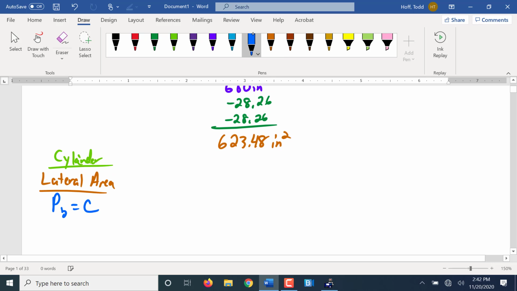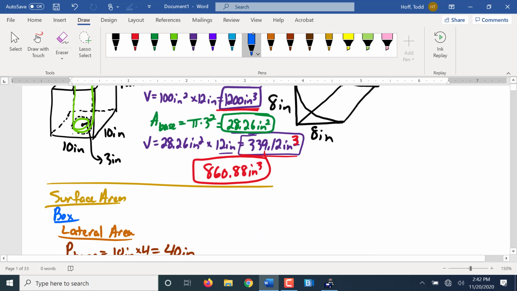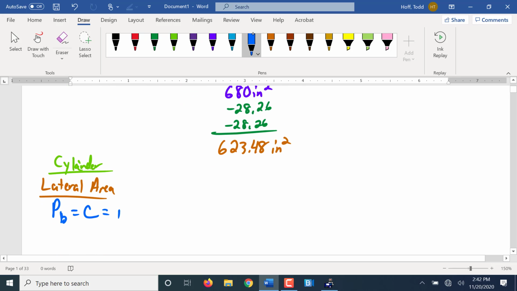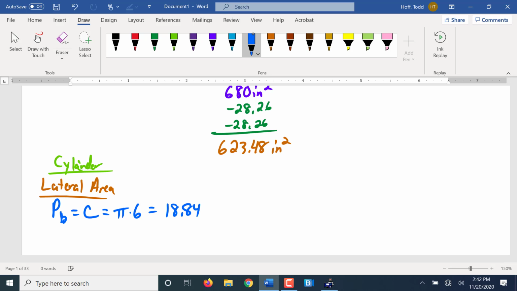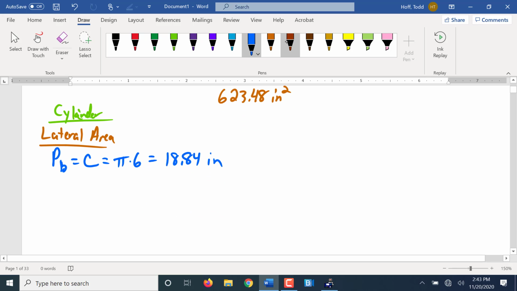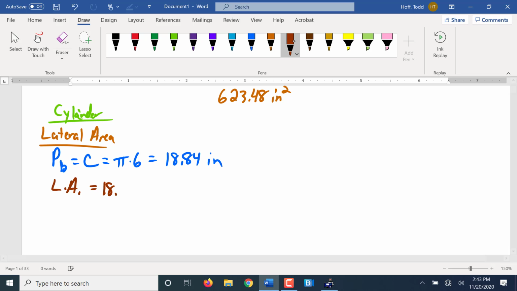The perimeter of the base here is just going to be a circumference because it's a circle. Pi times 6. There we go. Which gives us 18.84 inches as our circumference. So that lateral area is 18.84 inches.